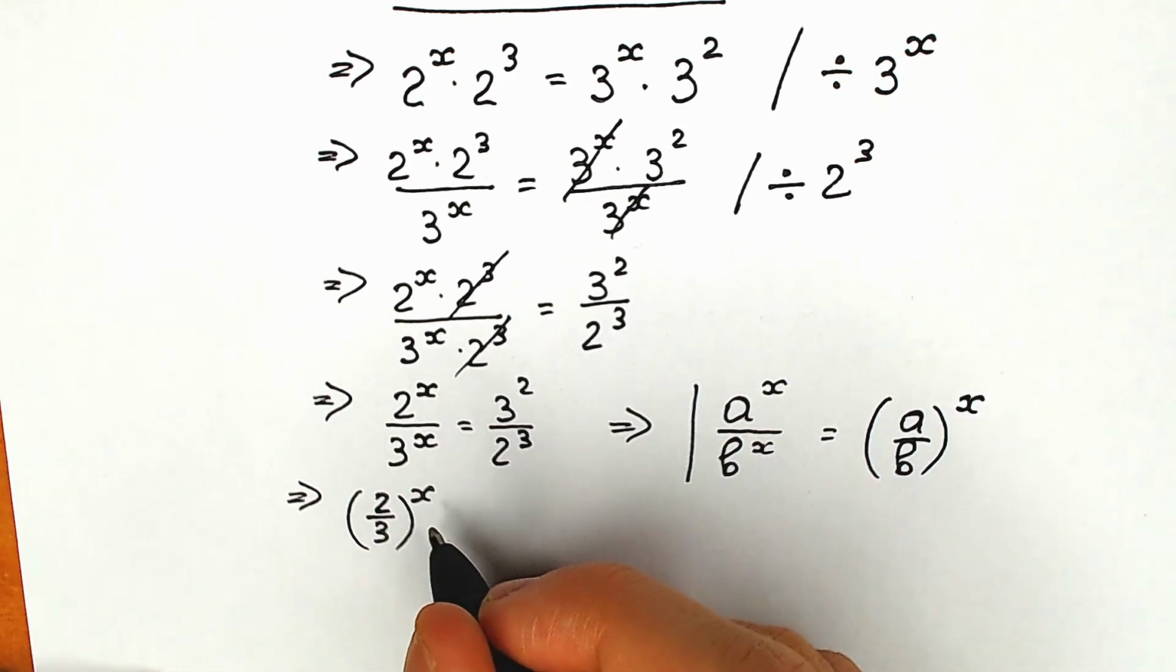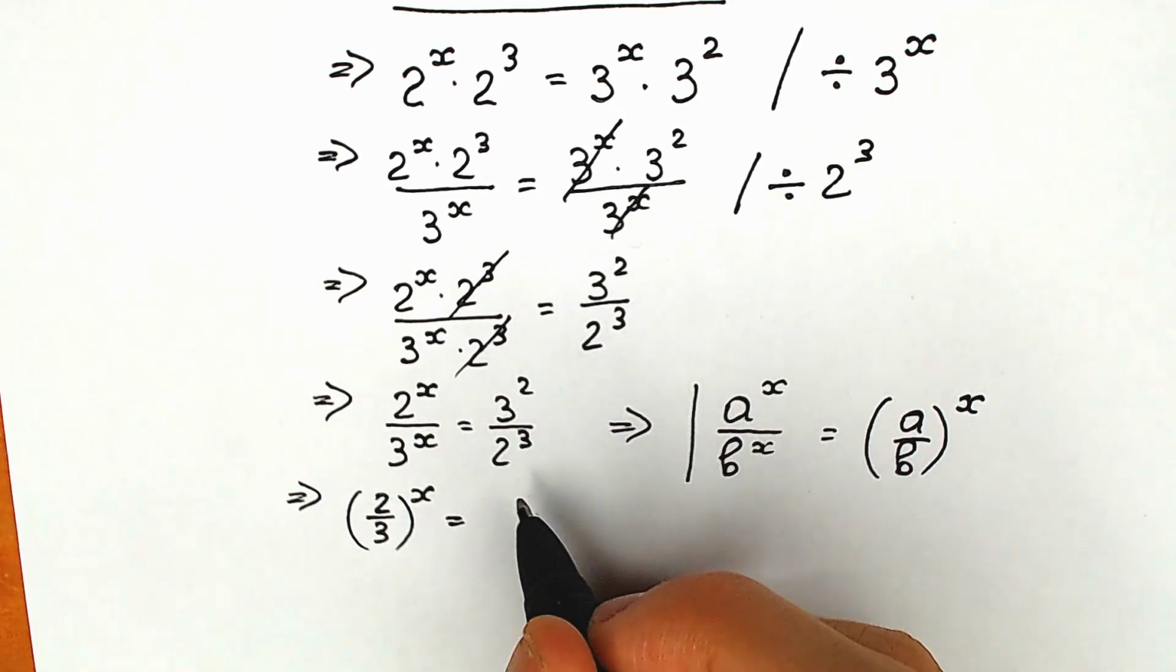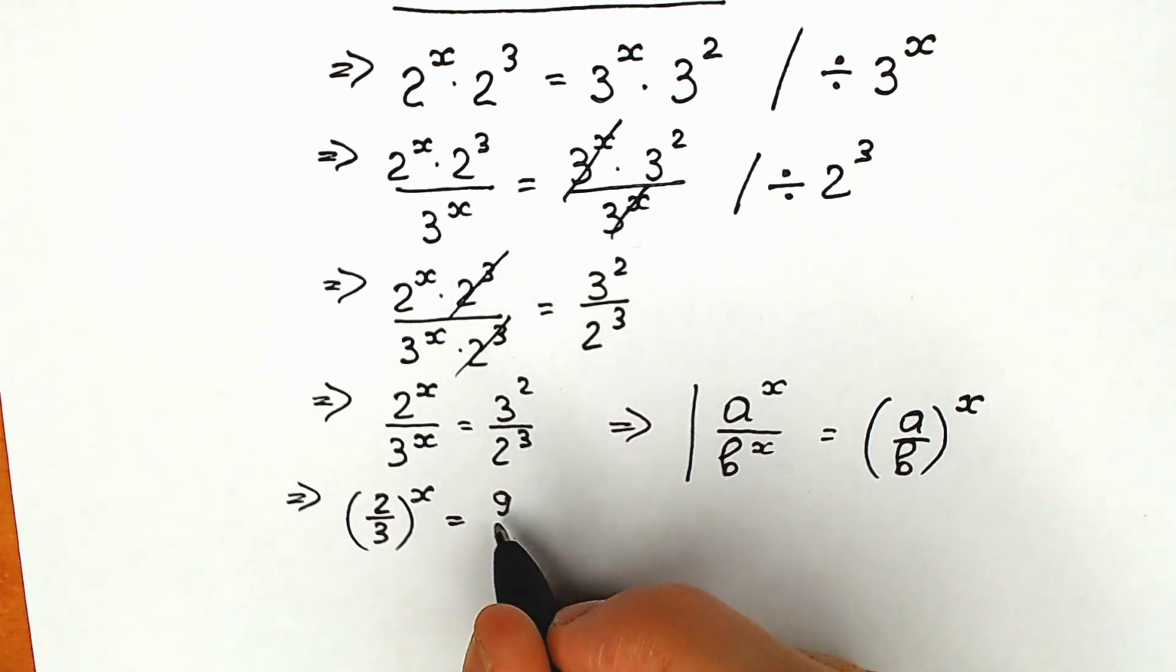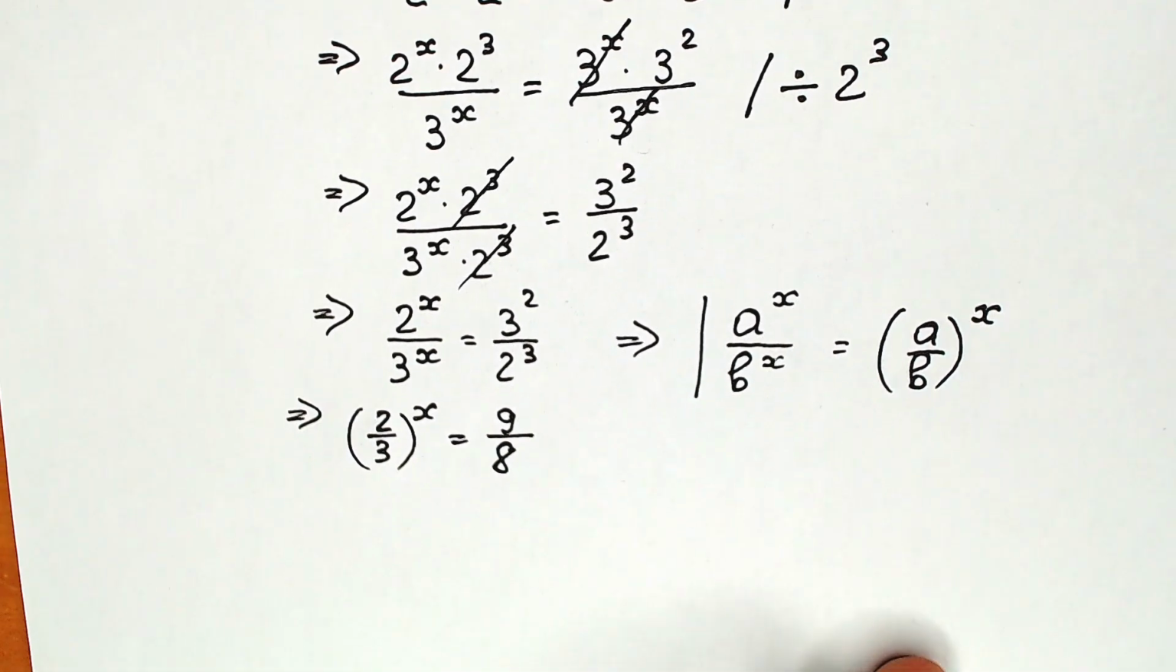and on the right side we can easily write it as, okay, let's leave it like that, or let's raise this. First of all, let's raise this. It's not that hard. We have 3 squared equal to 9 and 2 cubed equal to 8. So we have 2/3 to the power x equal to 9 over 8.